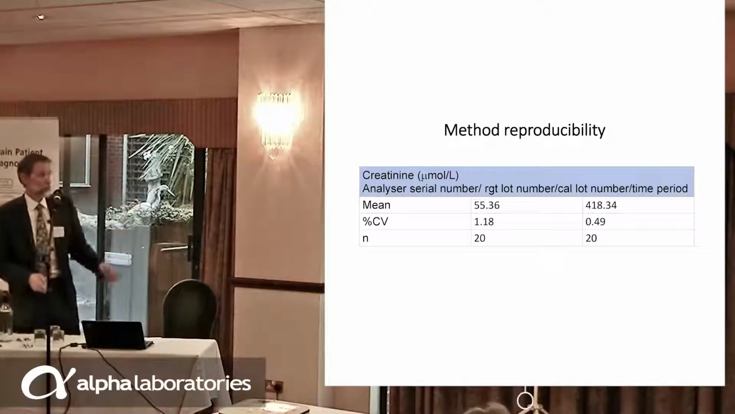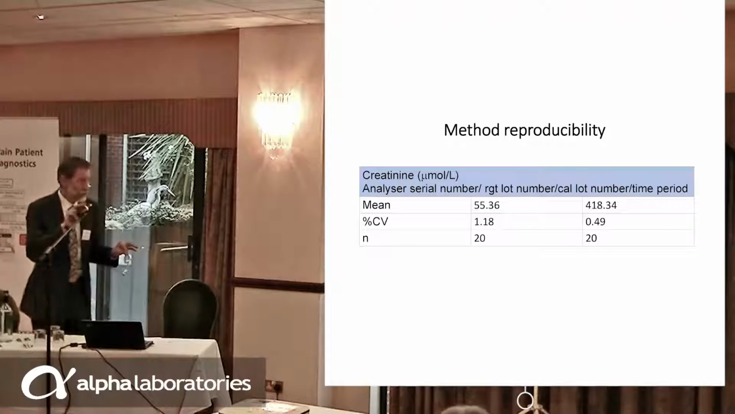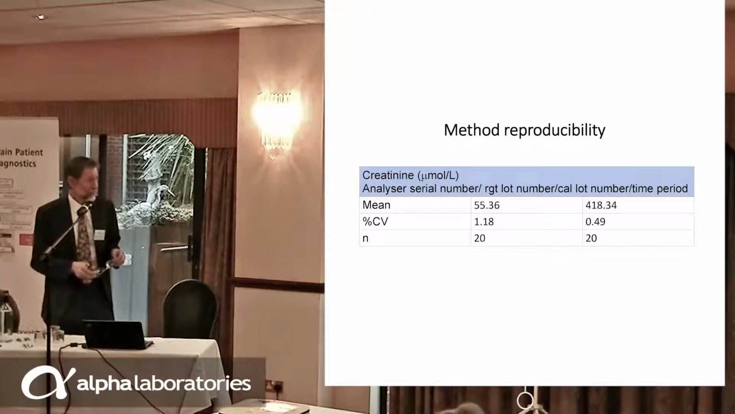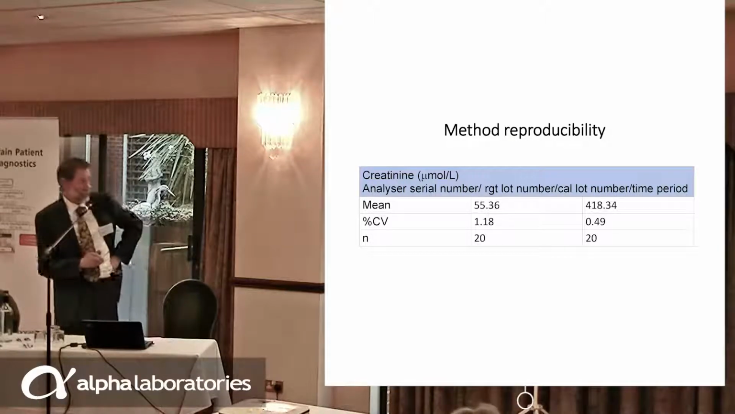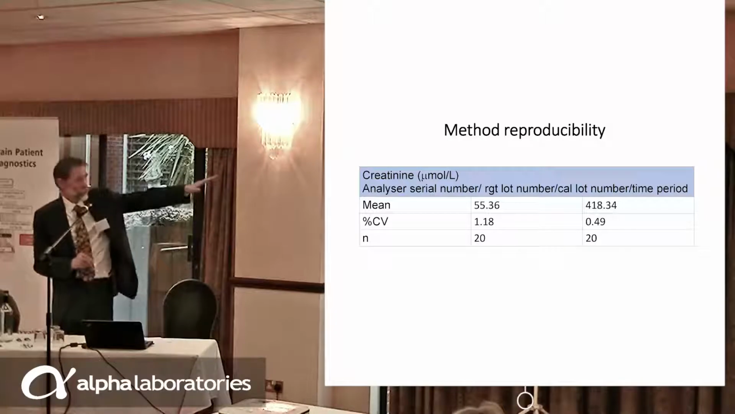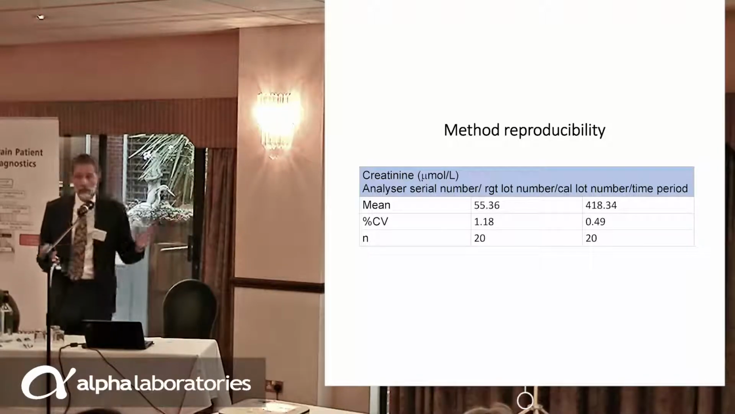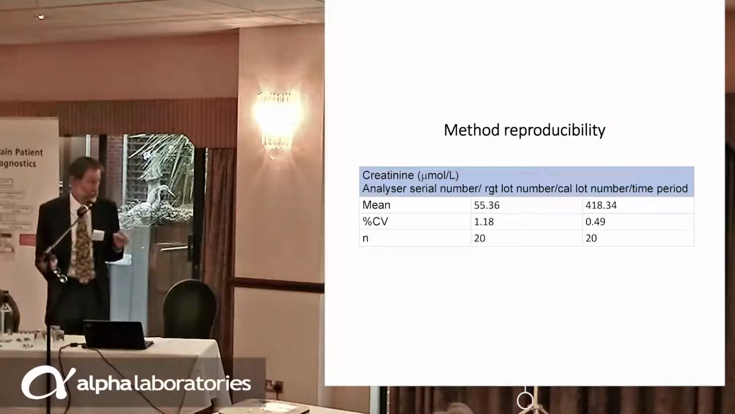Okay, so method reproducibility might be presented something like this. Some mean data, so this is some creatinine and percent CV, so highly reproducible enzymatic creatinine method based on 20 replicates. Generally in the report, I would like to see the analyzer serial number, the reagent lot number, the cal lot number, and the time period over which you've done that 20 replicates.